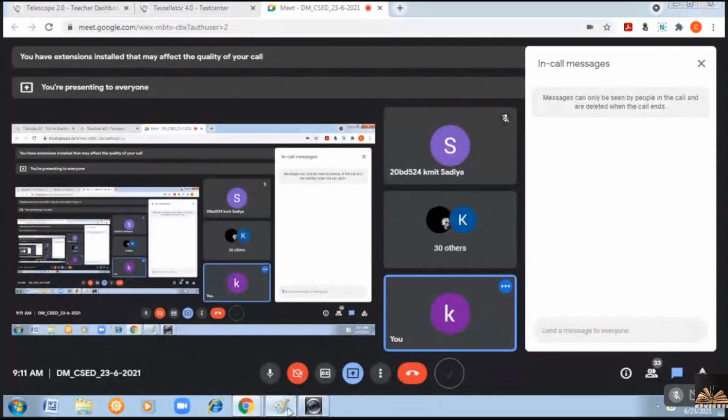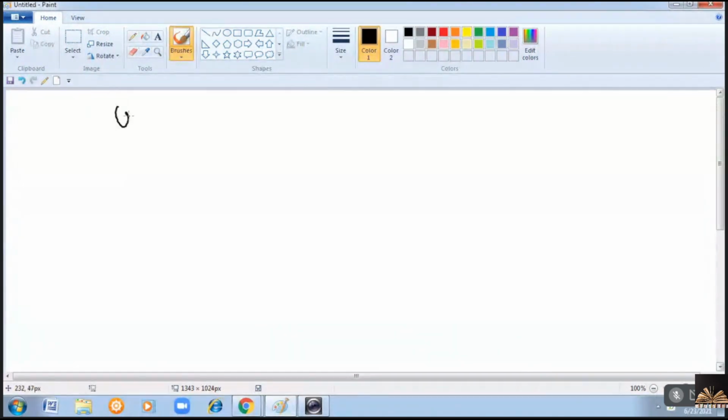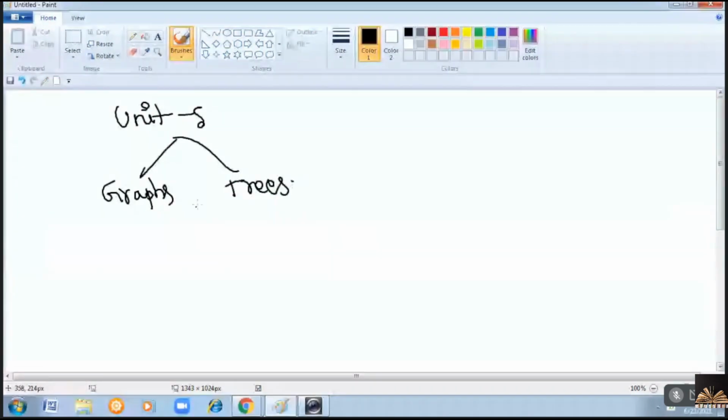First, we'll see what are the topics we have in the fifth unit. The fifth unit is divided into two parts. In the first part, we'll be discussing graphs. In the second part, we'll discuss trees. So in this graph part, we'll see what graph terminology is.